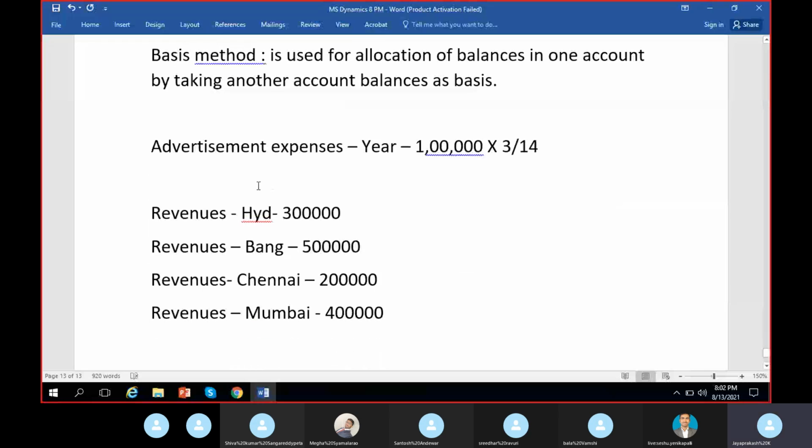Here in this example, since I am a company, I am expending some advertisement expenses to market, and I am spending a total of 1 lakh for the whole company. It's not for any location, it's for the whole company. At that point, I could not allocate the advertisement expense. I have expended it for my brand, so I can't allocate it.